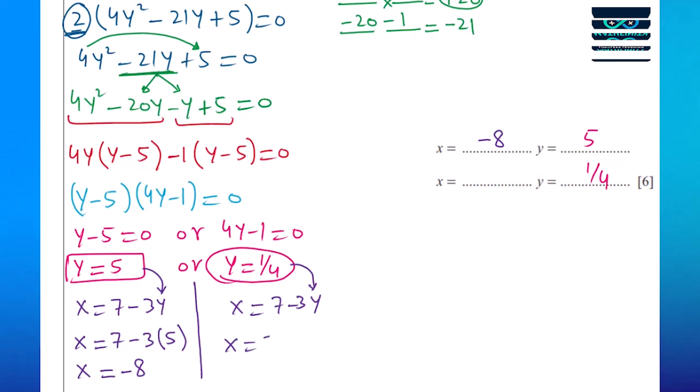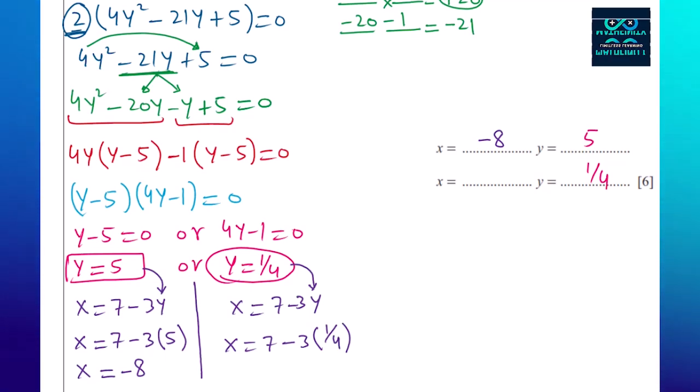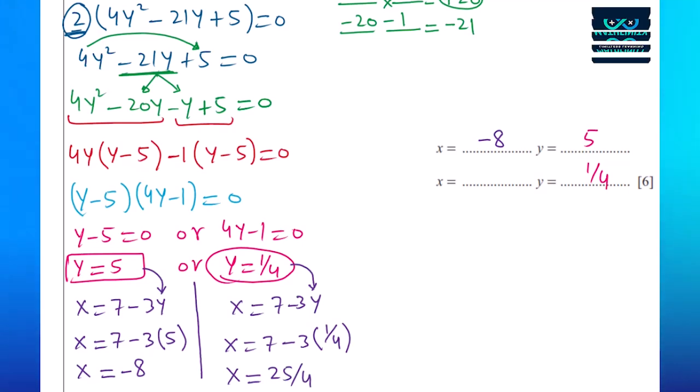x is equal to 7 minus 3 times 1 over 4. So 7 minus 3 over 4 will give us 25 over 4. You can write the answer as it is, 25 over 4, or you can convert into a mixed number. It's up to you. Okay. If you convert into a mixed number, this will be 6 whole 1 over 4. So you can write the answer here, 6 whole 1 over 4.